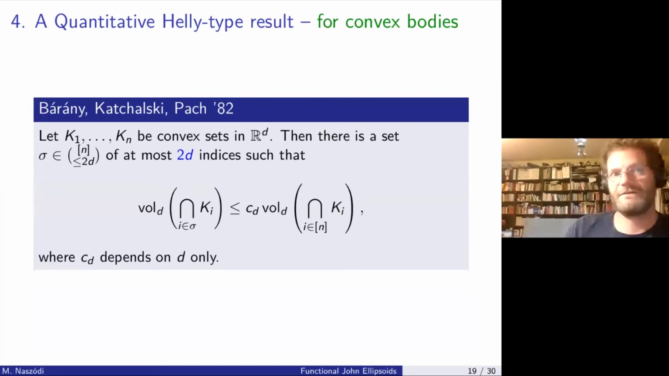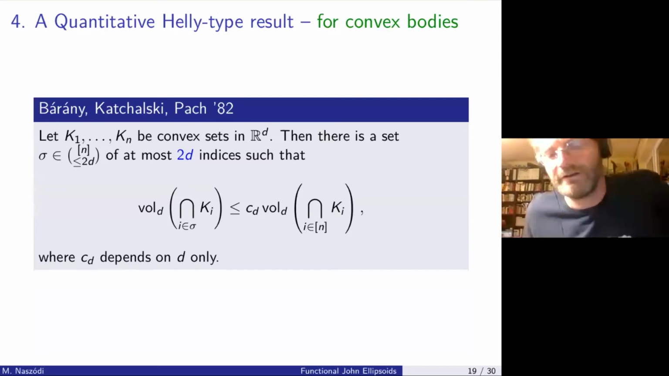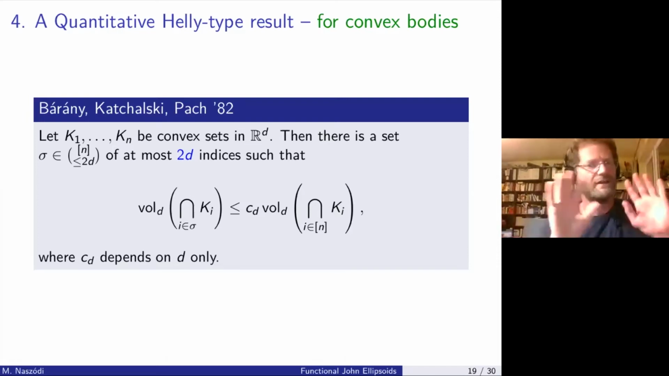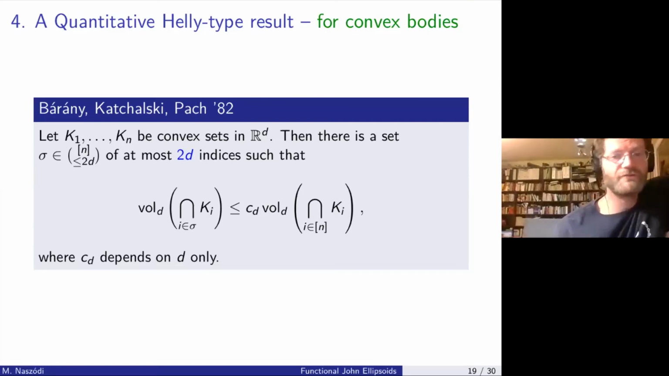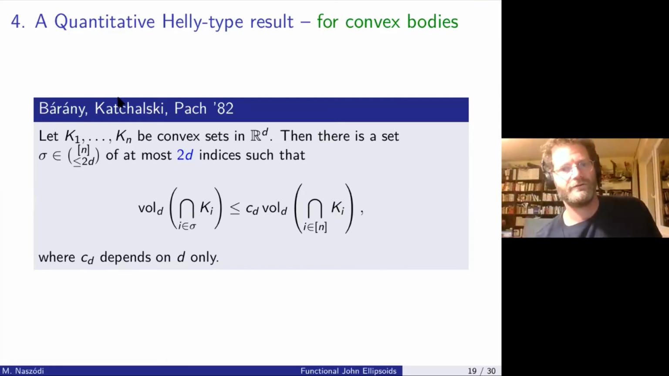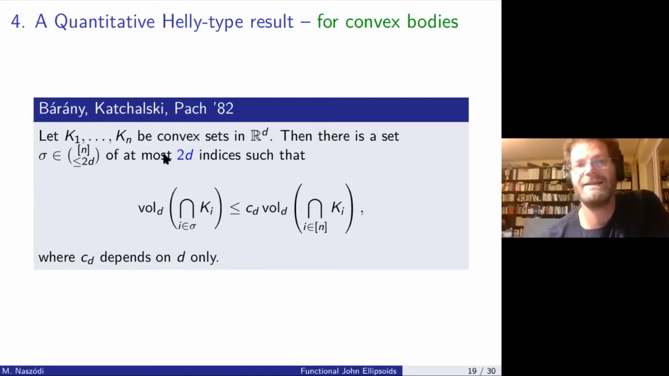And here's the last result, number 4, which can be phrased absolutely independently of anything that I said before. So forget the functional John ellipsoid, forget s measure, forget all this. It goes back to this geometric theorem of Bárány, Katchalski, and Pach. They proved a Helly-type theorem. So what's their quantitative Helly-type theorem?